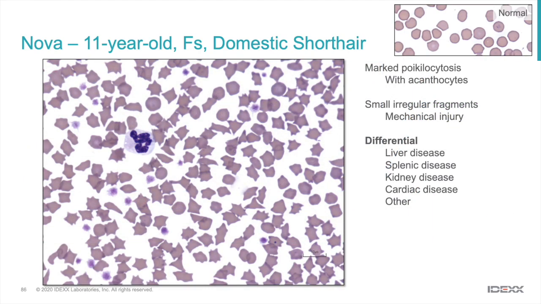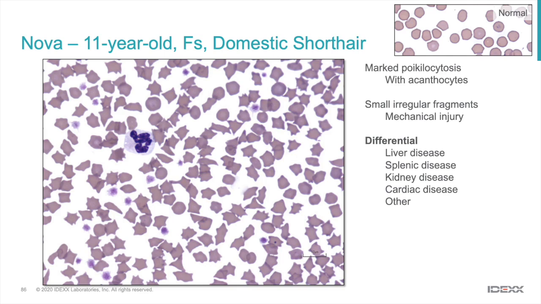When we look at the blood film on Nova, we recognize quickly that the density of the red cells is pretty normal, and that's supported in the CBC with the normal hematocrit. However, there are marked shape changes in the red cells, primarily poikilocytosis. There are some acanthocytes in there, and there's mechanical injury evidenced by the fragmentation going on. When we see these types of changes, this doesn't provide us with a very specific diagnosis, but it gives me a direction to go diagnostically.